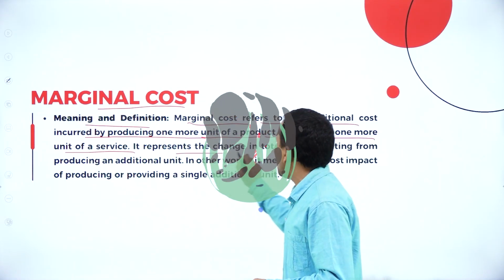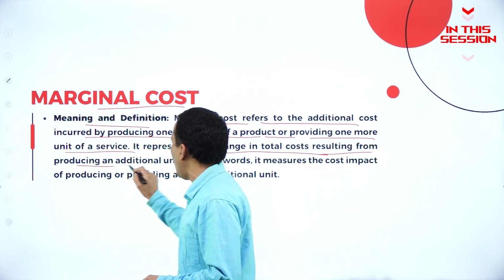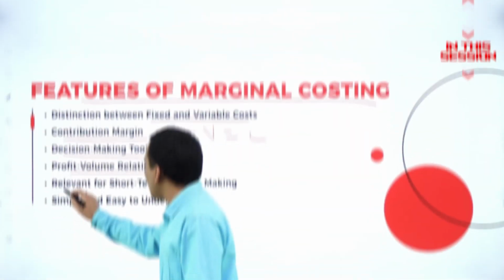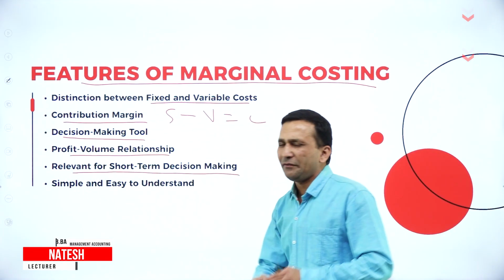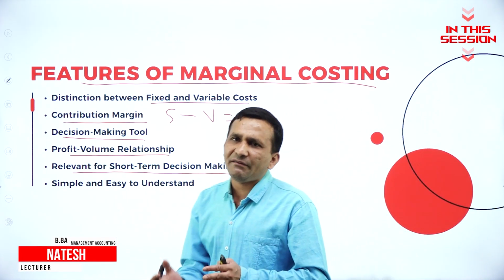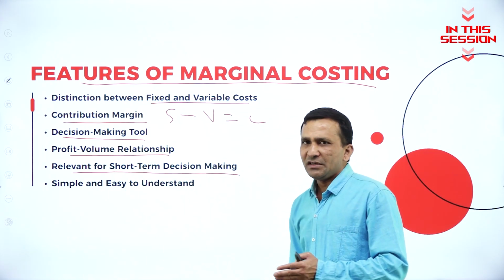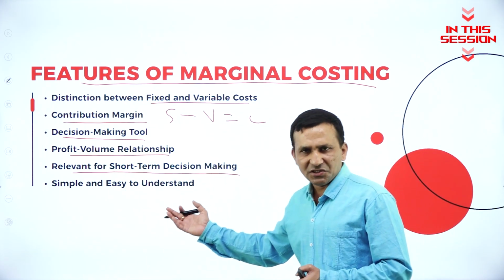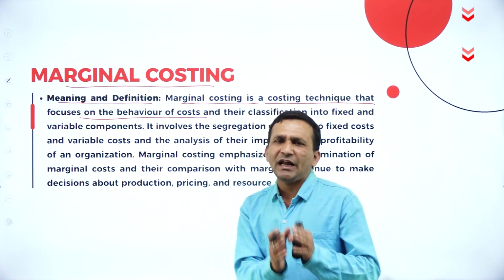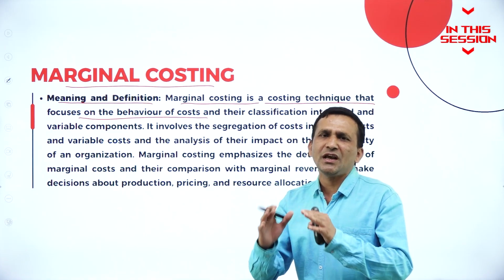So it represents the change in the total cost resulting from producing an additional unit, relevant to short-term decision making, which is always suitable for short-term decisions, because each and every time the production cycles will keep on changing. So it always depends on short-term decision making. Fixed cost, any cost, won't change, which is always constant, but variable cost keeps on changing.